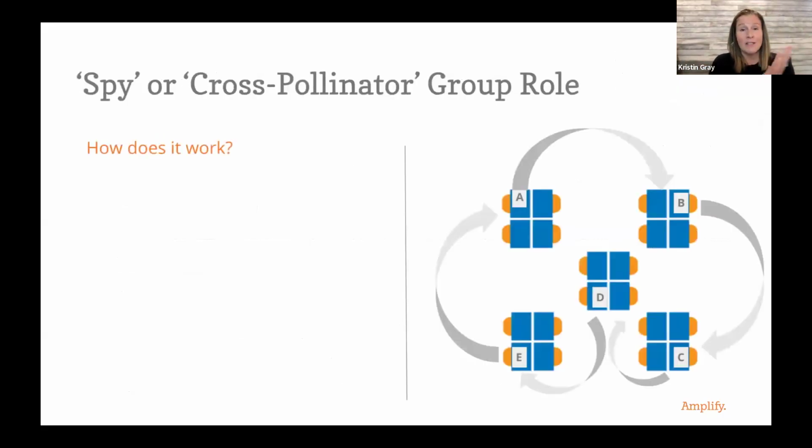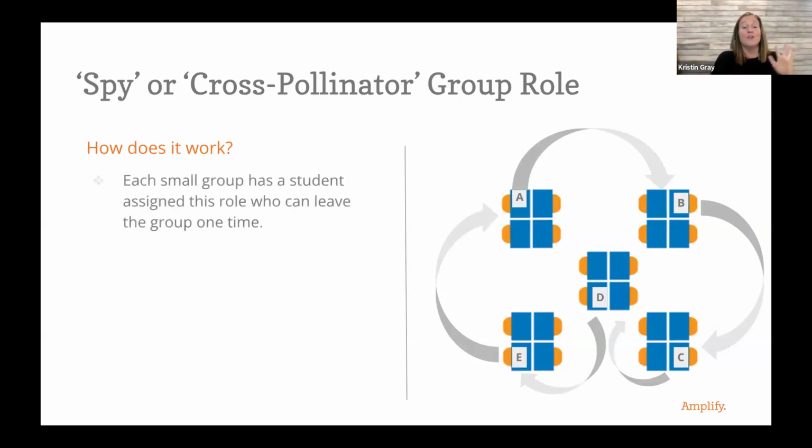If you're familiar with complex instruction from long ago, you might be familiar with the role of the spy. Again, Tracy calls it a cross-pollinator group role, which I think is a lovely term. But this is one way to bring ideas back to your group from around the room without having the whole room up and going. So the way this works is in every small group, one person is assigned the role of, you could come up with whatever name works for your classroom. Complex instruction uses spy, cross-pollinator again was Tracy's. You might think of something else clever that works.